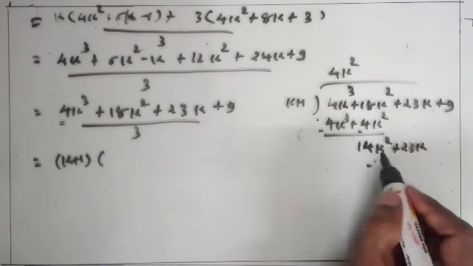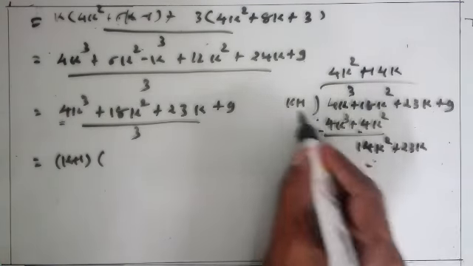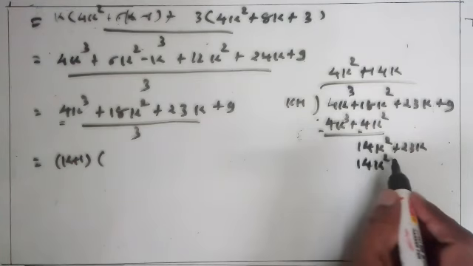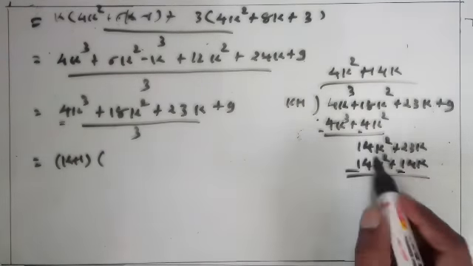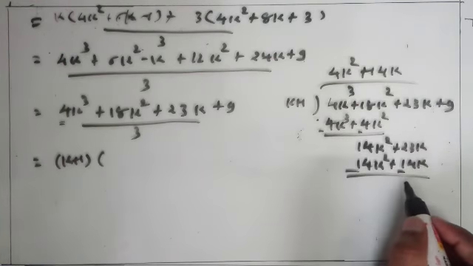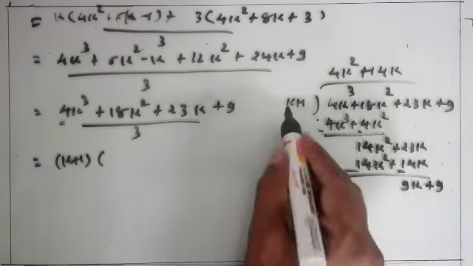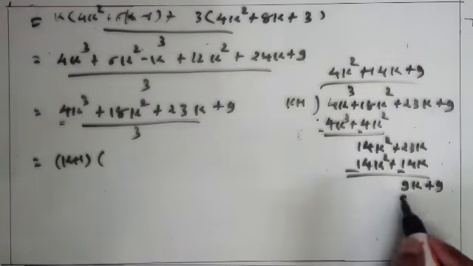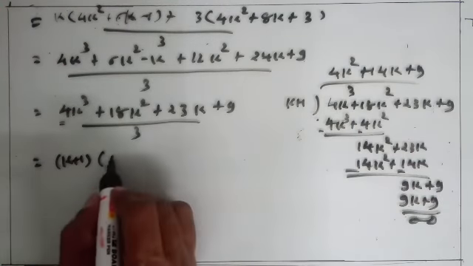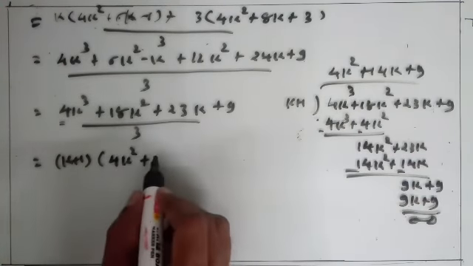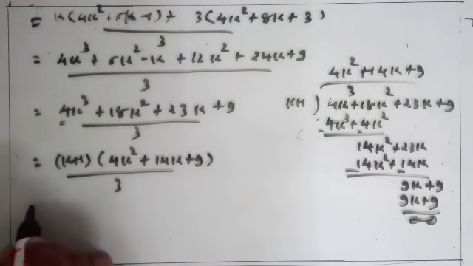Now to get 14k square, multiplying by 14k, so here it becomes 14k square plus 14k, so minus minus cancel, this becomes 9k, carry the 9, so multiplying by 9 to this term we get 9k plus 9, so this becomes 0. So the second factor becomes 4k square plus 14k plus 9 upon 3, so it is equal to (k plus 1).